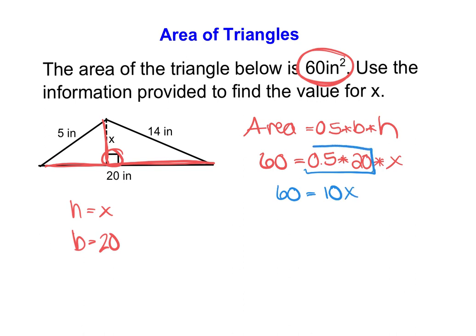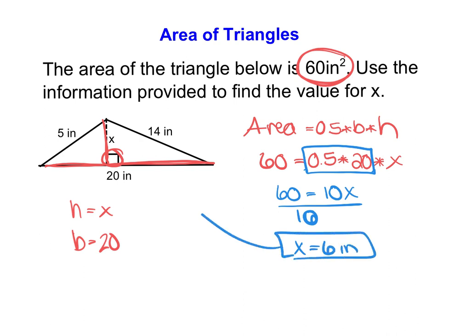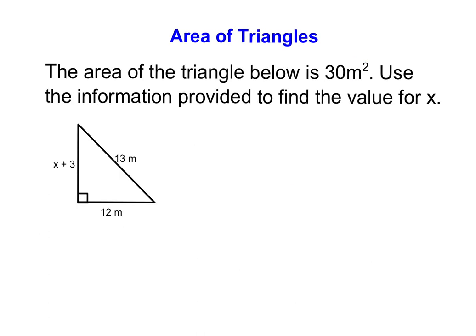So we can multiply those numbers together and make this equation simpler. Now from what I can see, we can just divide each side by the 10, and we end up with x is equal to 6 inches, which becomes the height of our triangle. So let's try another example here. So we're going to start with that same area equation of 0.5 times base times the height for this triangle.